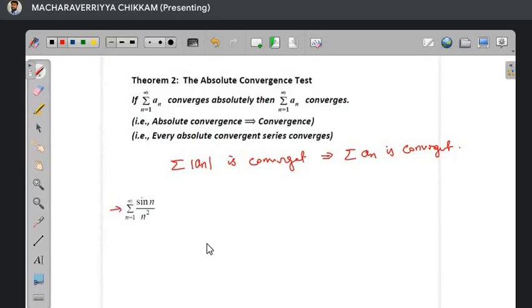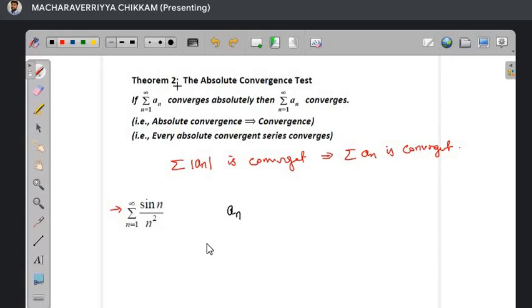What can you say about this series? I hope you can see it here. Sine n over n squared. What is it? Converges. Yes, it is convergent, right? Because p is greater than 2, by using the p-series test. Yes, the p-series test you can apply, fine. But how about the sine n in the numerator? By comparison test, limit comparison.